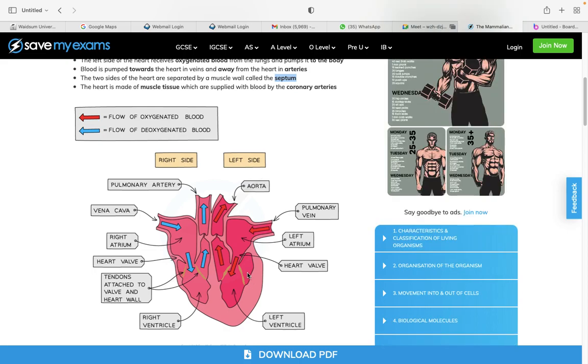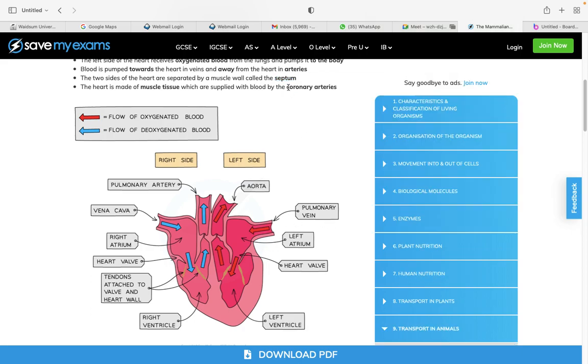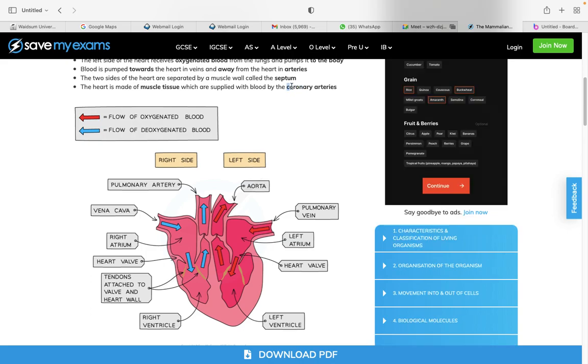Now, the heart is made up of muscle tissues, which are supplied with blood by the coronary arteries. Apart from sending blood to the rest of the body, the heart gives blood to itself. When they say you have a heart problem, it may mean your coronary arteries have a problem, the blood vessels supplying blood to your heart muscles. When they are blocked, you can have a heart attack, because the heart itself needs the supply of oxygenated blood.